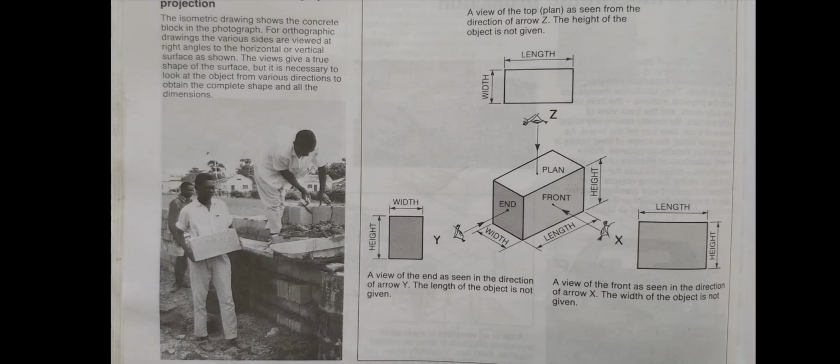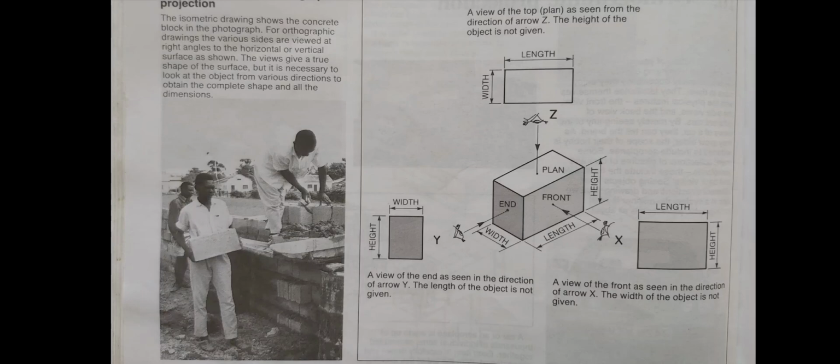So we're going to look at each view in this drawing, and we're going to go through each of them, right? You have the front there first, and obviously when you look at the rectangular prism from the front, you would see the length and the height, right? And it's represented there in 2D as that rectangle. You can see it says a view of the front as seen in the direction of arrow X. The width of the object is not given. Why is the width of the object not given? The reason for this is because when you view this object from the front, you would only see the length and the height. You would not see the width, when you view it directly from the front.